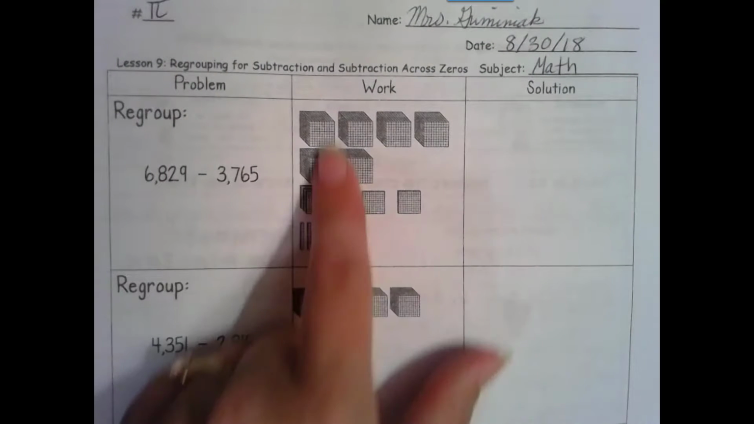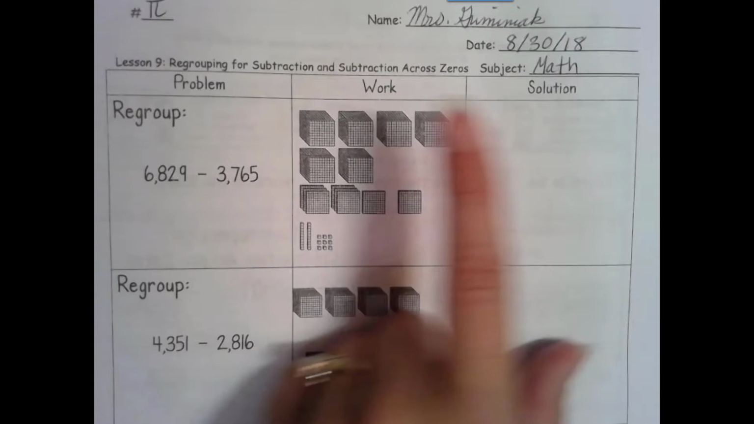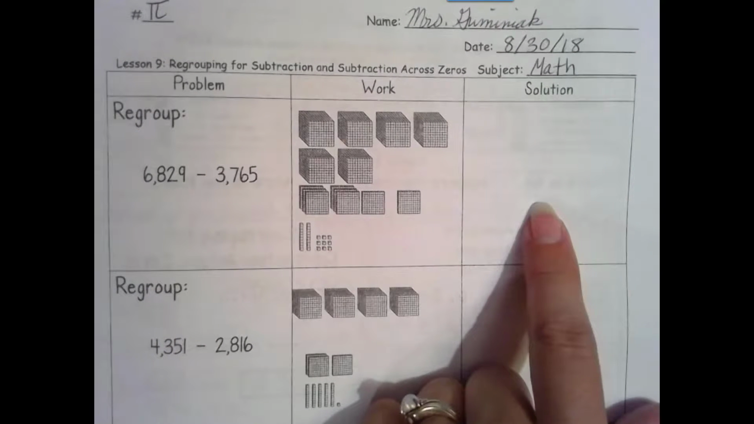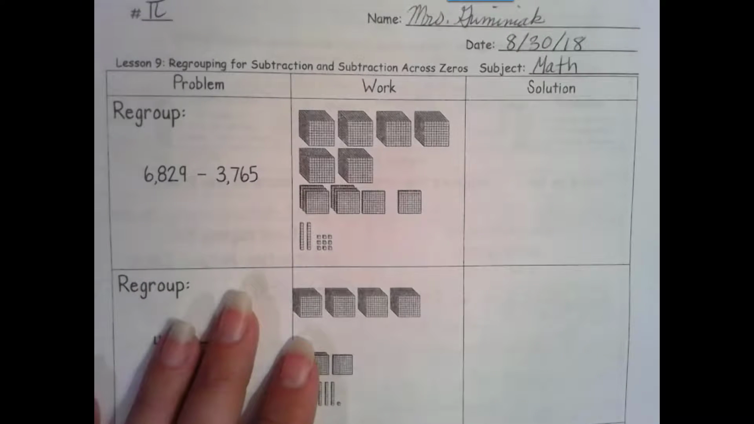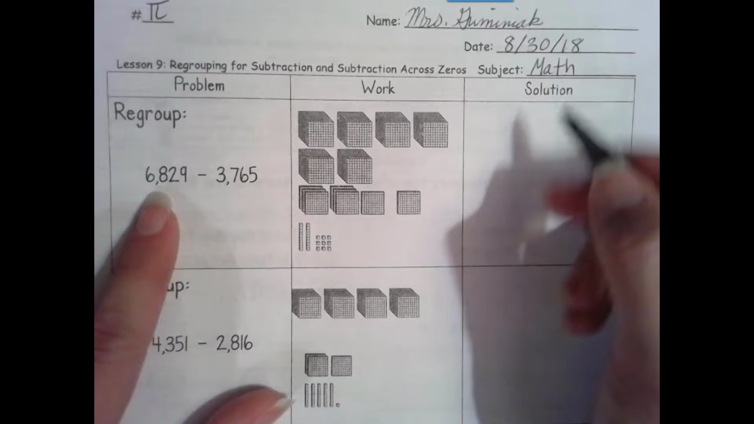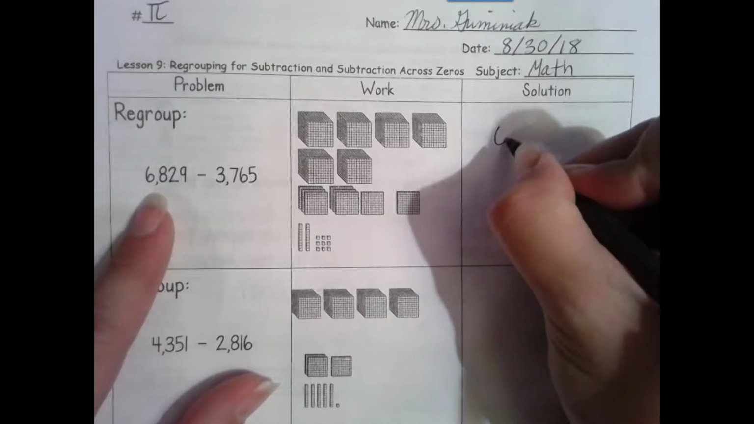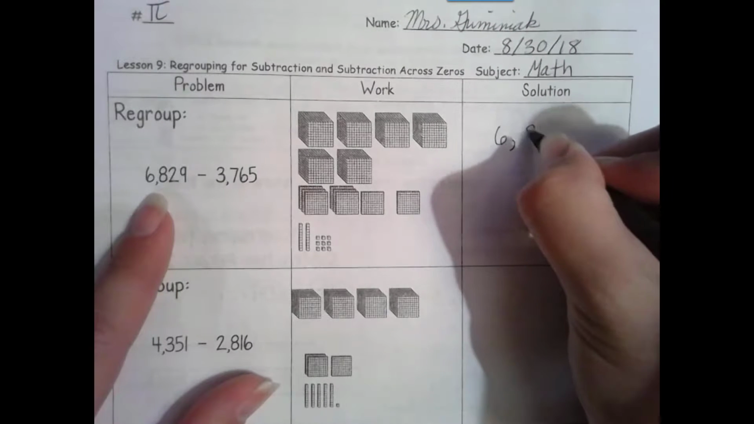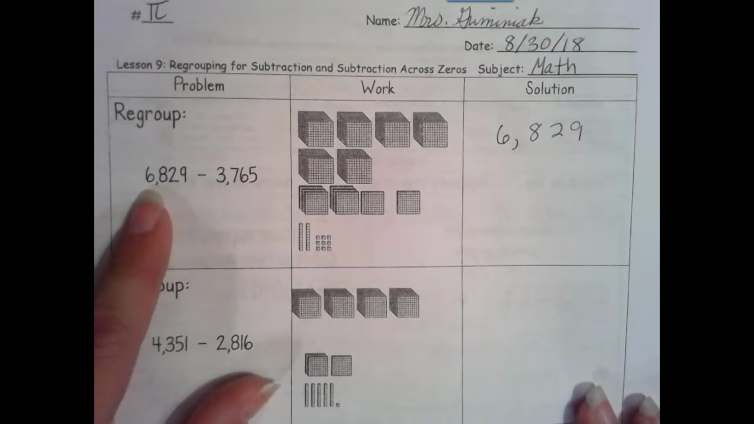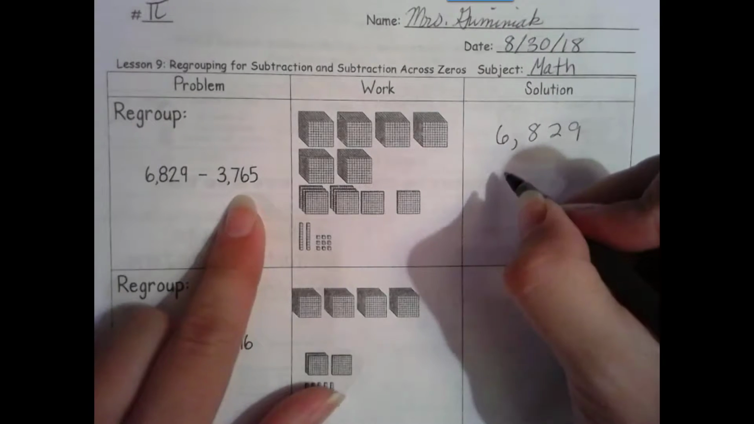So here I'm showing it in base 10 blocks, and then here we're going to just write out what the regrouping looks like, and we're going to stop before we subtract. So the top number is always our minuend, which is the first number. First number is always on top. Does not matter if it's greater or not. It's the first one. And then we subtract our subtrahend.